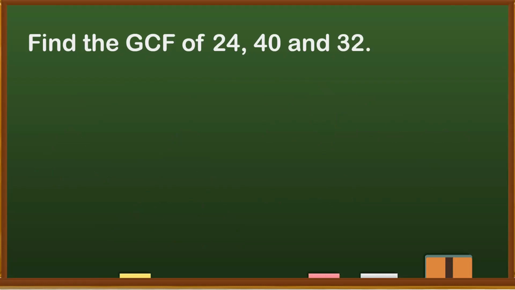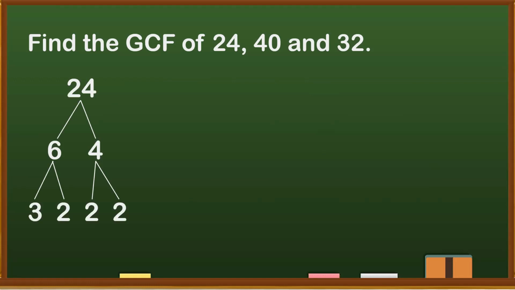Okay. Paano naman kapag tatlo na yung given? 24, 40, and 32. So, same process lang yung gagawin natin. Get the prime factors of 24 first. Okay, so we have 6 times 4. Okay, so 6 and 4 are composite numbers, so pwede pa natin silang i-factor. So, si 6, ano ba yung factors ni 6? 3 times 2. Si 4 naman ay 2 times 2. Okay, dahil si 3 ay prime number na, ganun din si 2, encircle na natin silang lahat.